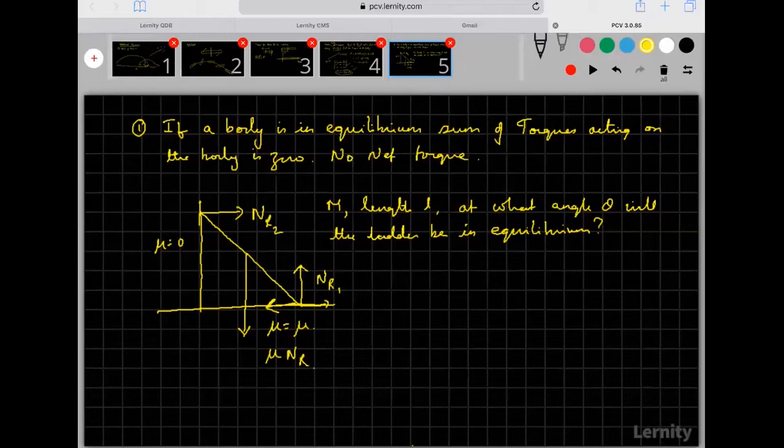Once I understand these forces, then I take upward force and downward force. So I will have NR1 equal to mg. Then left side force is equal to right side force. Then I'll have mu into NR1 is equal to NR2. So NR1 is equal to mg, so mu into mg is equal to NR2. So this is fixed, and NR1 is equal to mg.